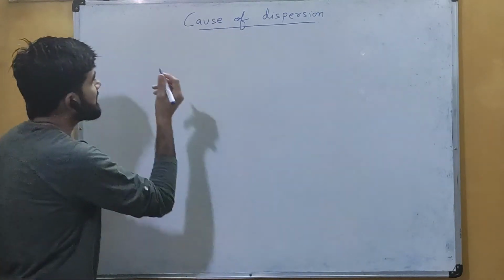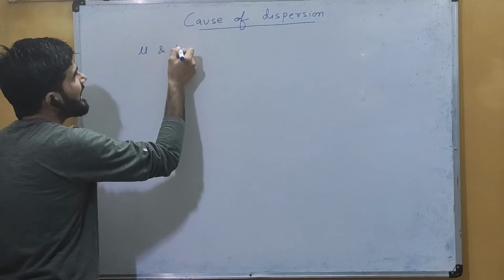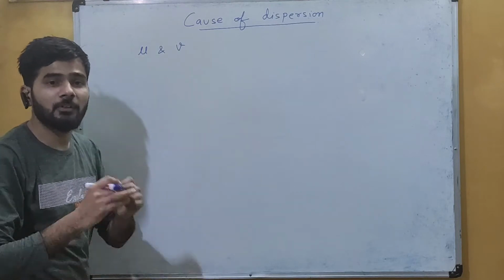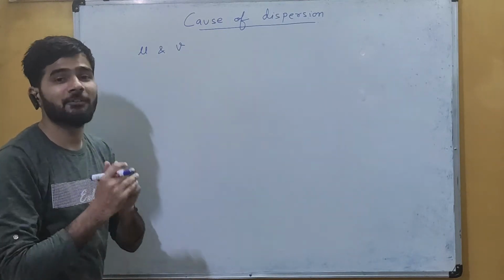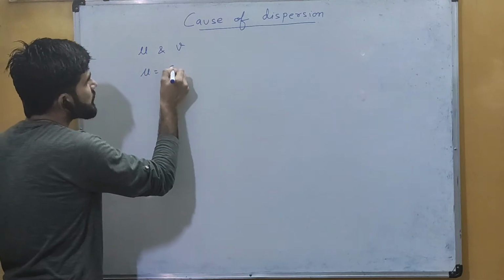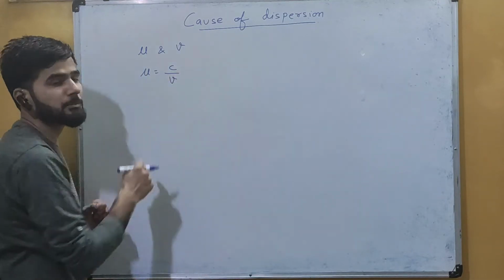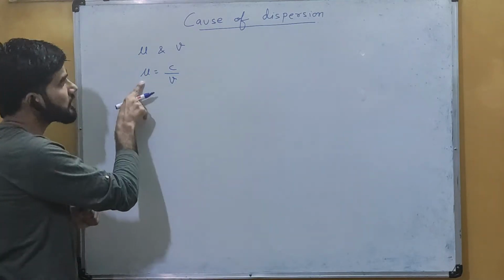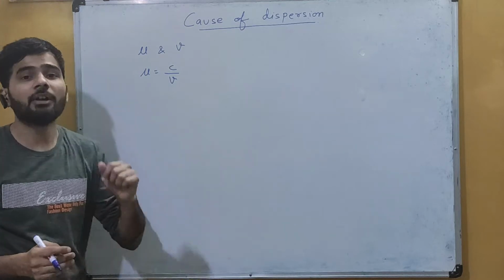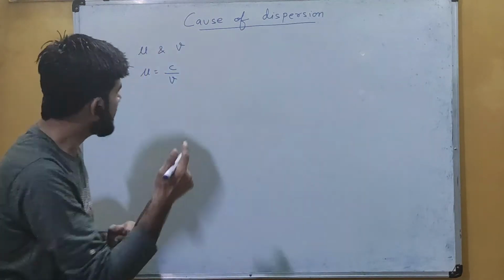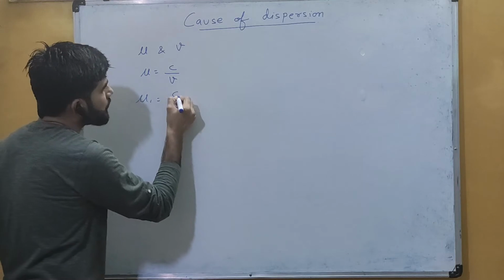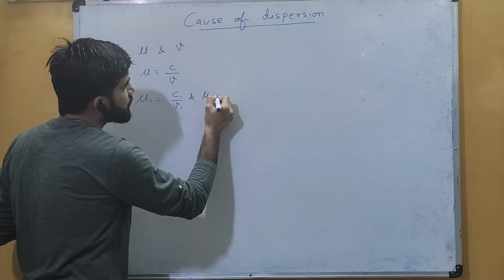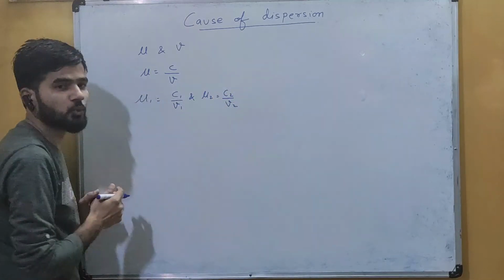First of all we will see the relation between mu and v. This mu is the refractive index and v is the velocity of light. What is the basic formula for refractive index? mu is equal to c by v, where c is the speed of light in air or vacuum and v is the velocity of light in that medium whose refractive index is mu. Now if I have two different mediums, then for the first medium I can write mu1 is equal to c1 by v1, and for another medium I can write mu2 is equal to c2 by v2.